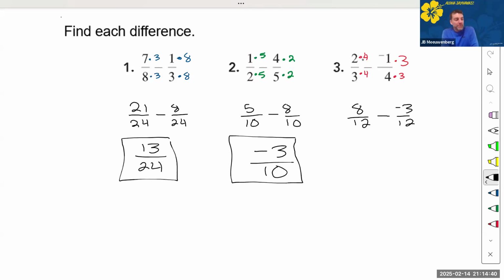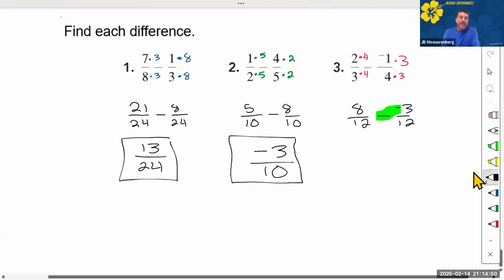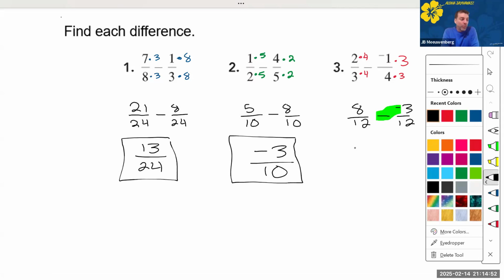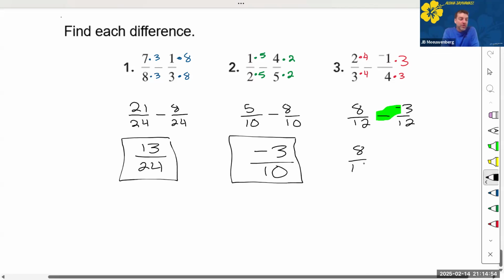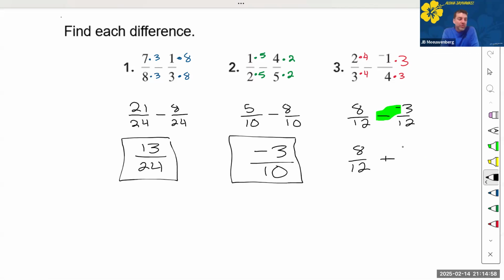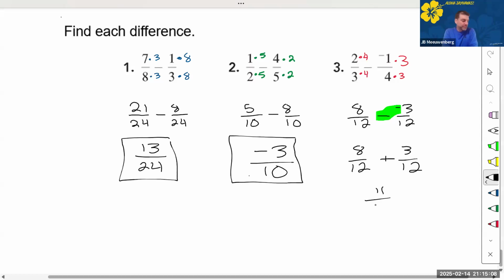And then here we multiplied by 4 and by 3 to get 8/12 minus -3/12. What you might notice here is that we are subtracting a negative number. And as we learned in section 5.1, we can think about that or even restate it as 8/12 plus 3/12. Subtracting a negative is like taking away debt, which means we are gaining. So this is going to leave us with 11/12.